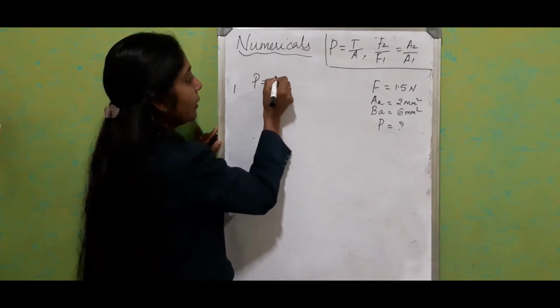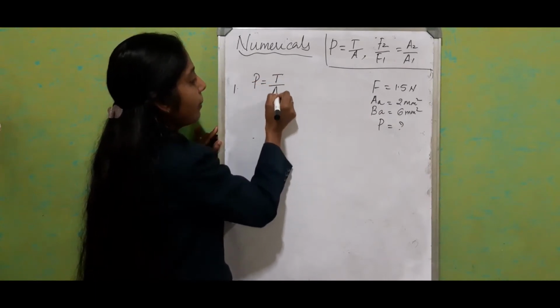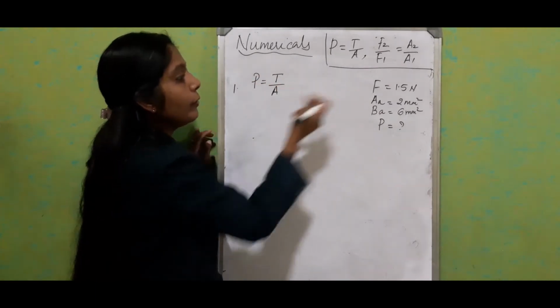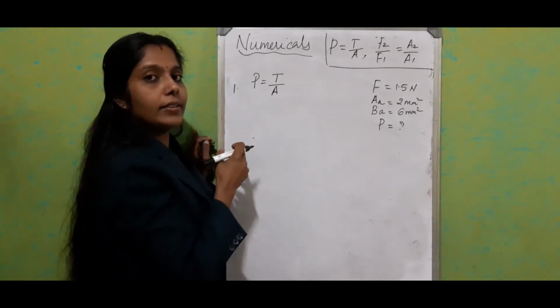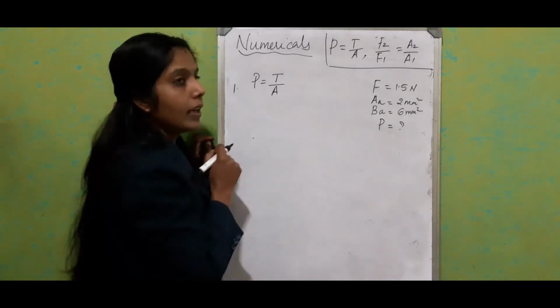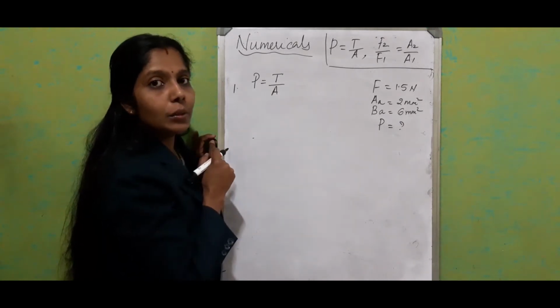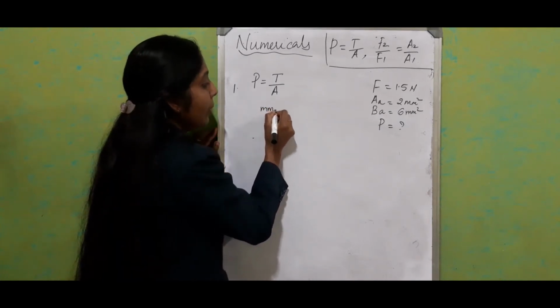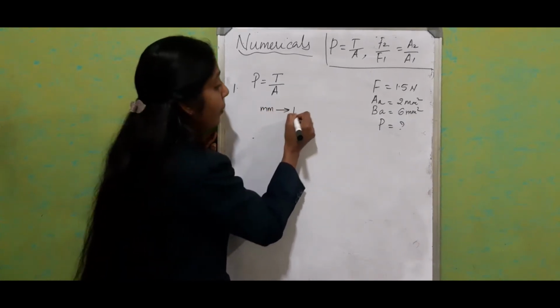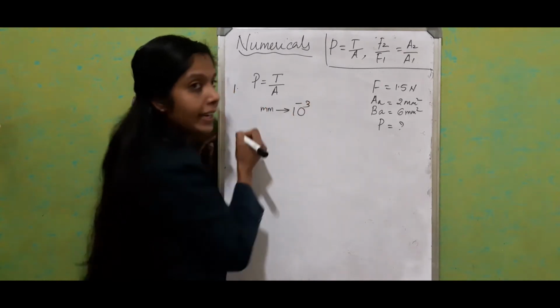Pressure is equal to thrust divided by area. So force, that is equivalent to thrust. If it acts normally, we can consider that as a thrust. Now, how to convert millimeter to meter? Millimeter to meter, we have to multiply by 10 to the power minus 3.